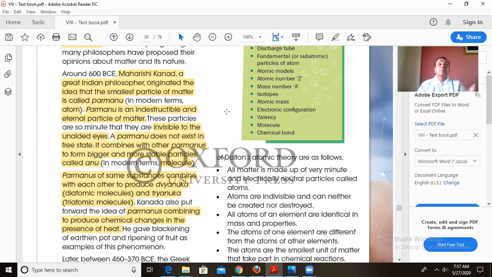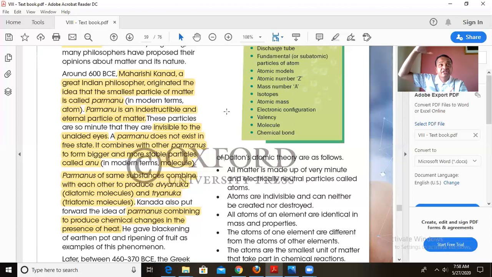And they may combine together to form a Trianuka. That means a triatomic molecule. And he also said that the Parmanus combine to produce a chemical change. They can combine together and produce a chemical change in presence of heat. And he gave the examples of that time.